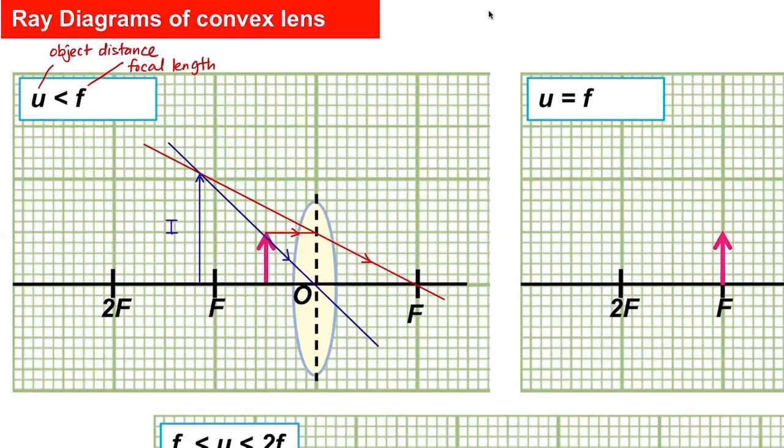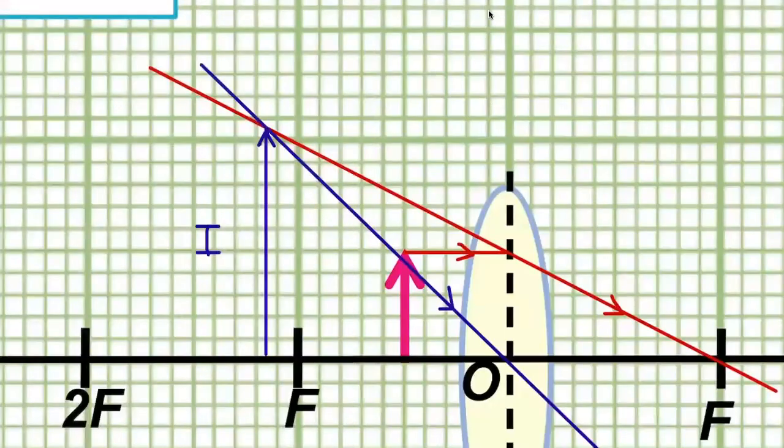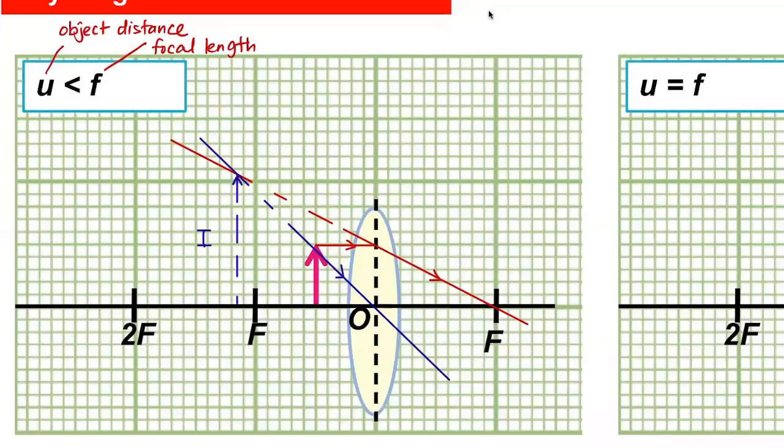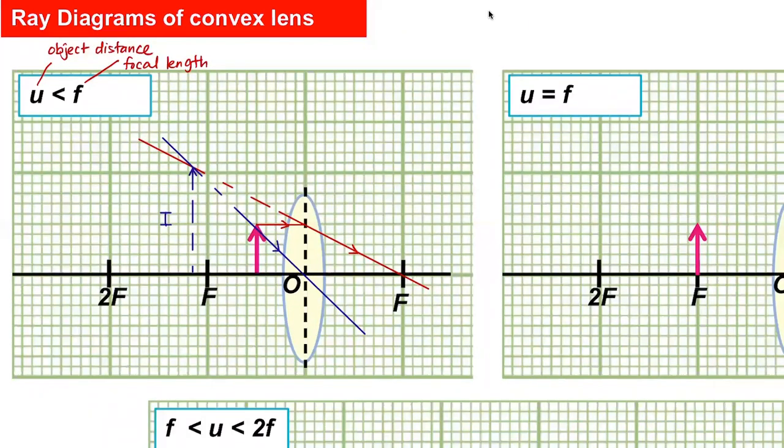And because it is a virtual image, you draw dotted lines here to indicate that it is a virtual line. This one also is dotted lines. So you will get 3 marks for this one. The characteristics of the image we will discuss later, but first I want you to really know how to draw the ray diagrams according to the position of the object.